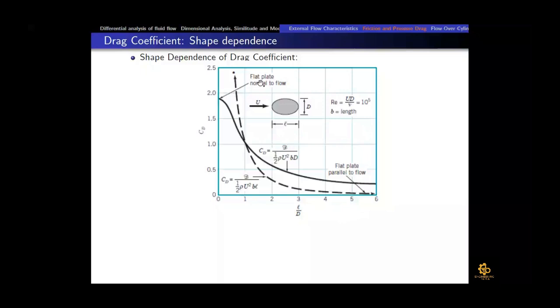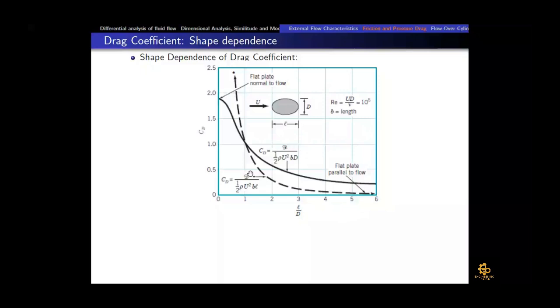But as we increase the L upon D ratio, it means that we are going towards L upon D equal to 1. What does it mean? That we are talking about the flow over a cylinder, because in that case this L would also be equal to the diameter, right? So if the flow passes through a blunt body or semi-blunt body, the CD value is more. But if the body becomes more and more streamlined, then the coefficient of drag reduces.